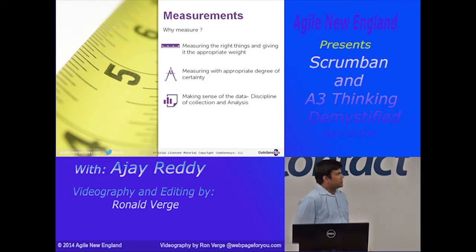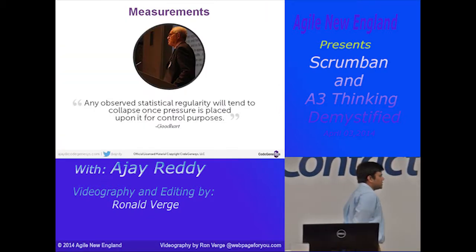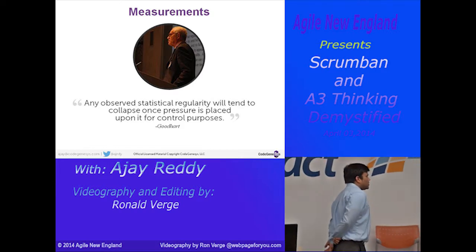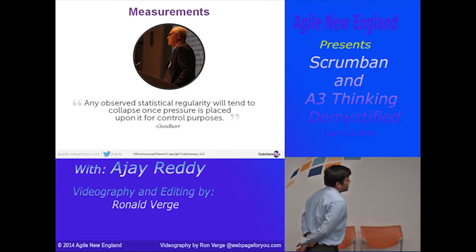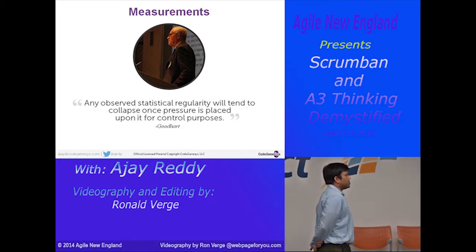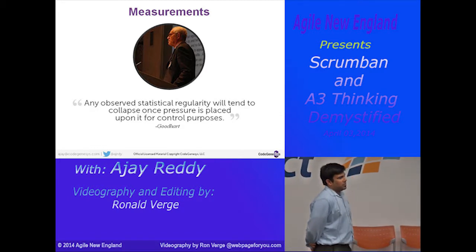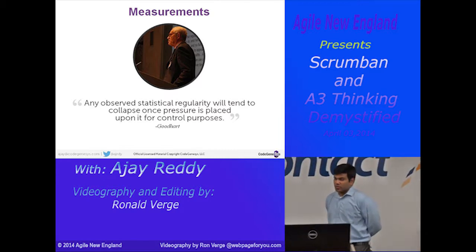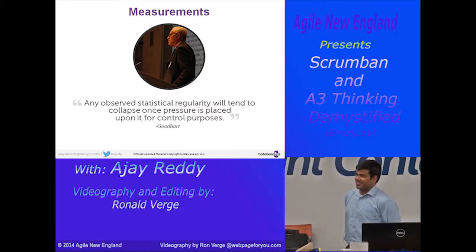Measurements is probably management's favorite topic because I love Goodhart's law. Goodhart said, he's an economist, any observed statistical regularity will tend to collapse once pressure is placed upon it for control purposes. So if you start measuring things, things will start changing.